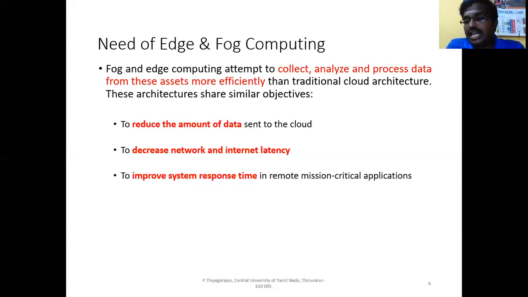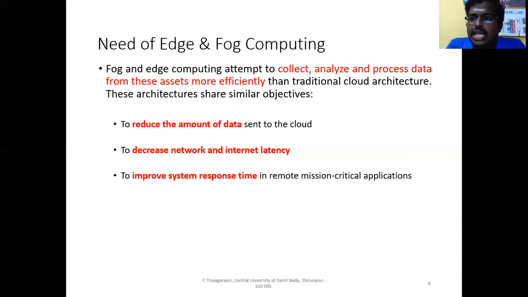Because anything in this fast world, we need it very quickly. We cannot wait for even a few milliseconds. It has to be done very quickly. That too, for real-time applications, the processing speed has to be really high so that we can fetch the data and process it in real time. So fog and edge computing attempt to collect, analyze, and process the data from the assets more effectively than traditional cloud architecture. With the introduction of fog and edge computing, we need to do all this collection, analysis, and processing much more efficiently and in much less time than the traditional computing architecture. That is what they need.